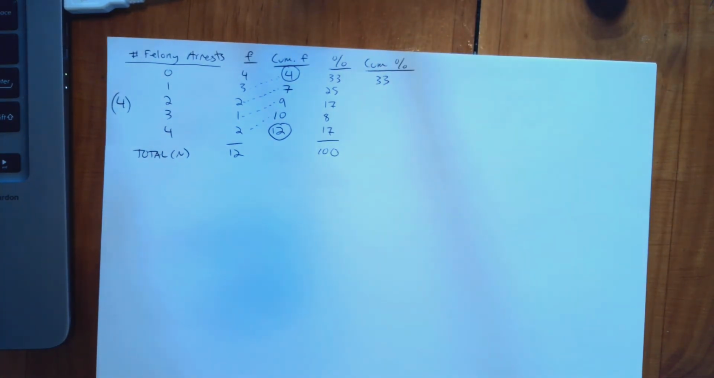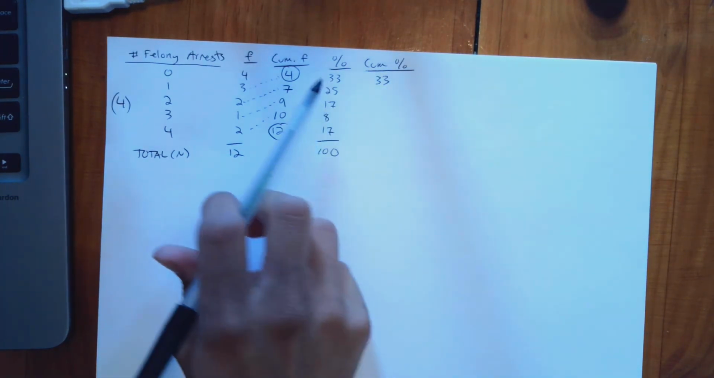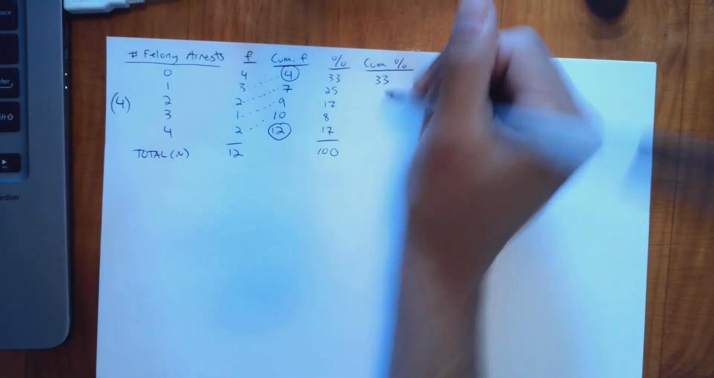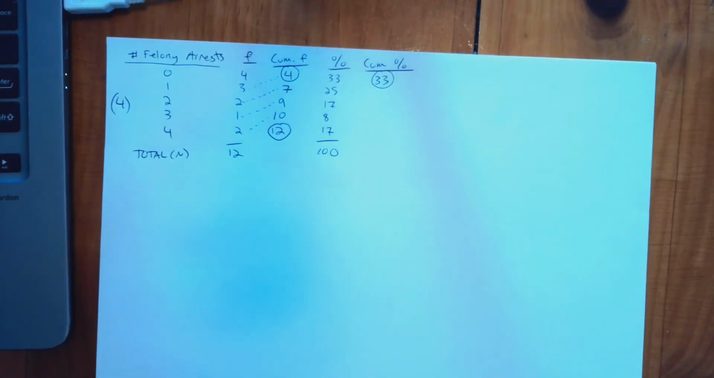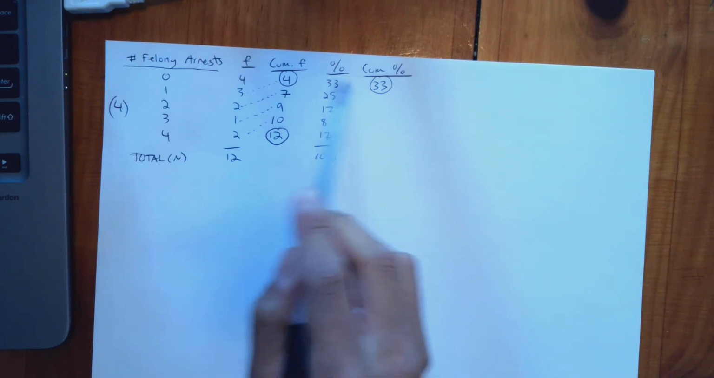So double check your work already. The first number in your cumulative frequency column should always be exactly the same as your first number in your frequency column, which we have. And you don't have to circle it in your work, I'm just doing that to illustrate that we're going to have the same pattern here.